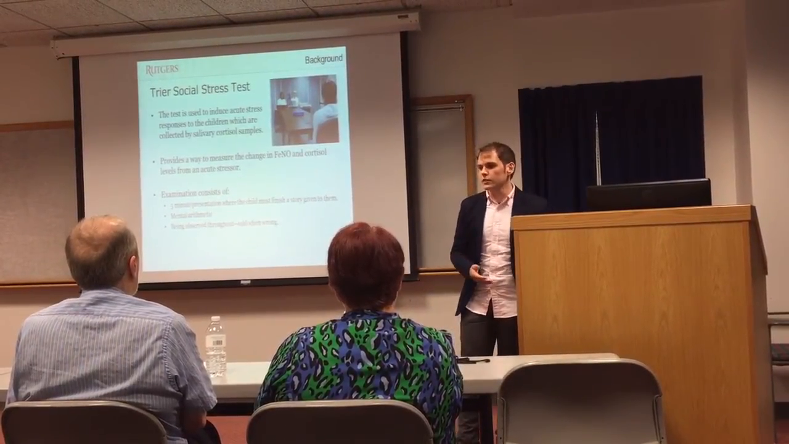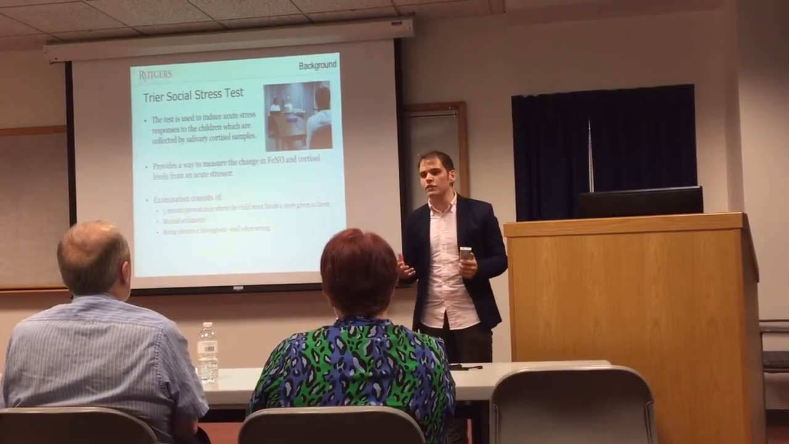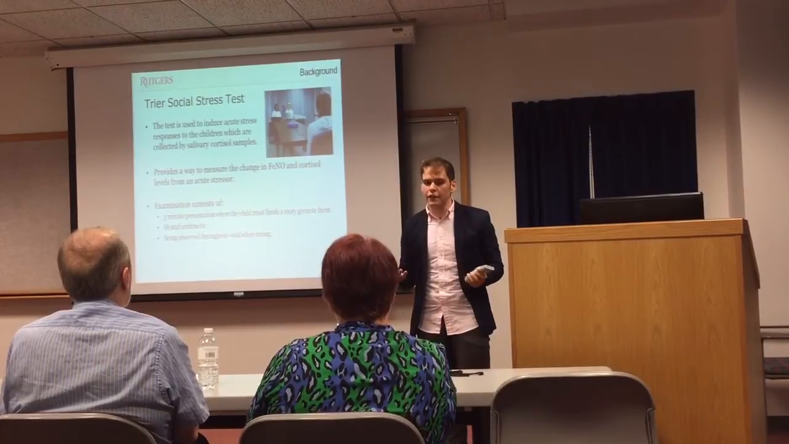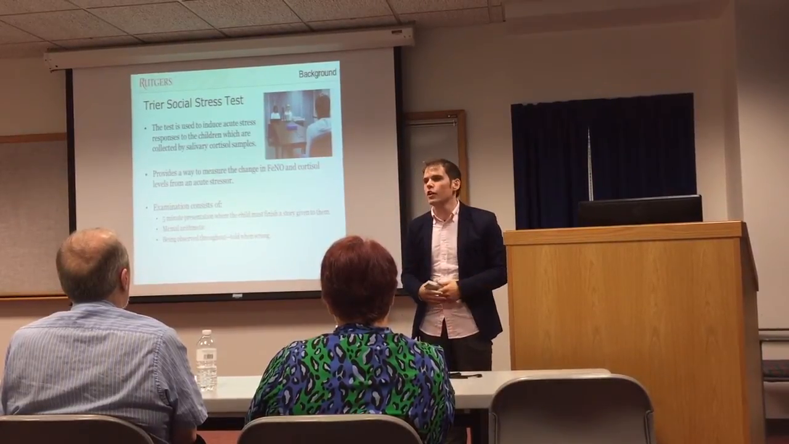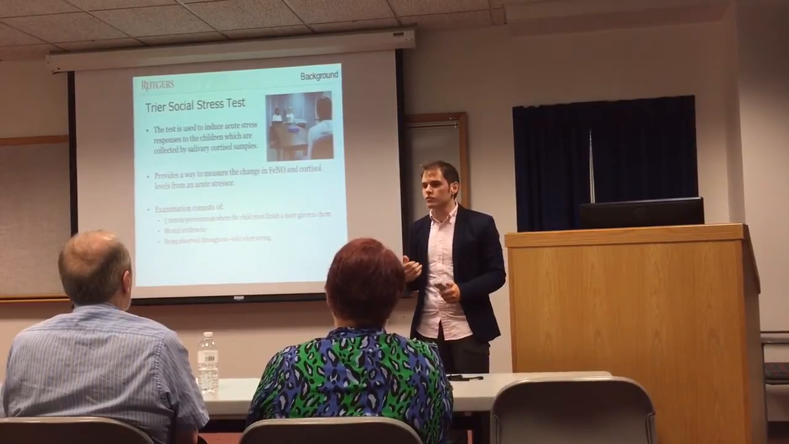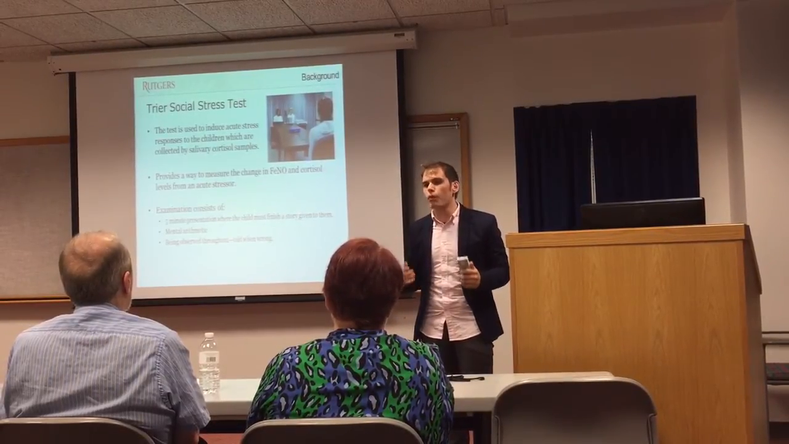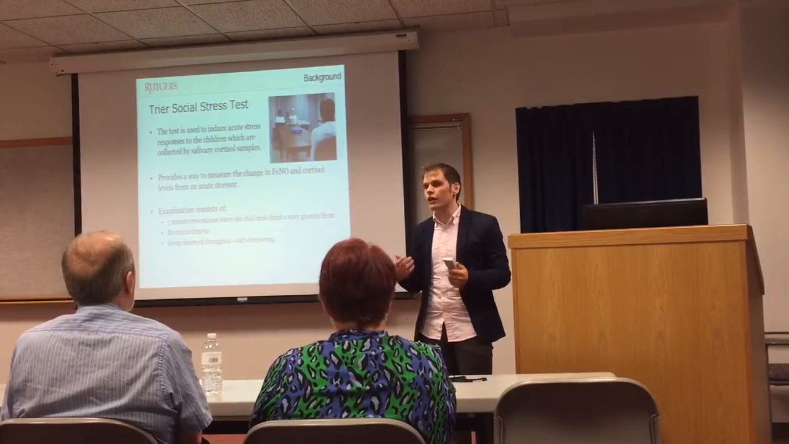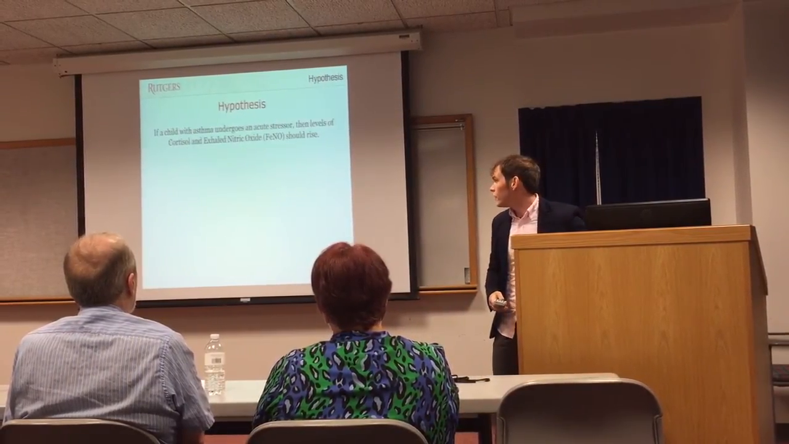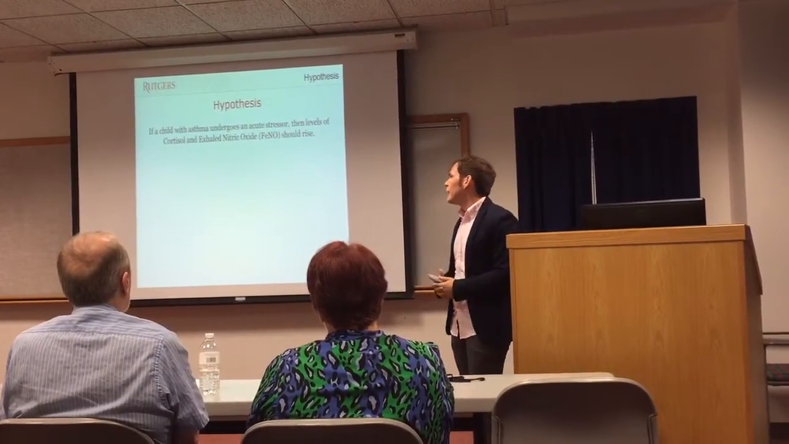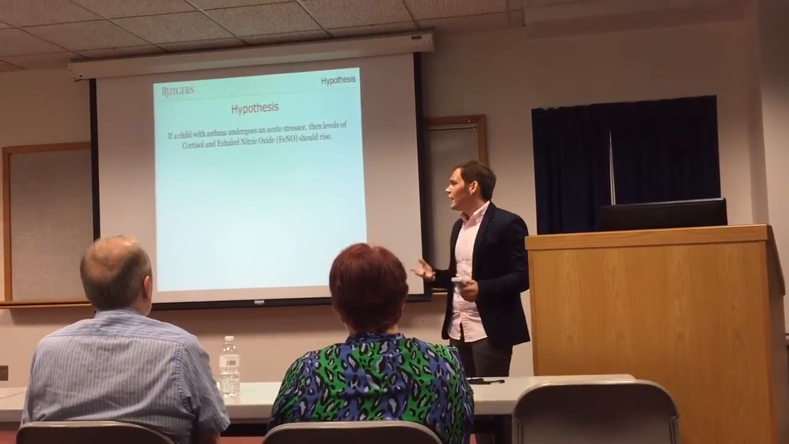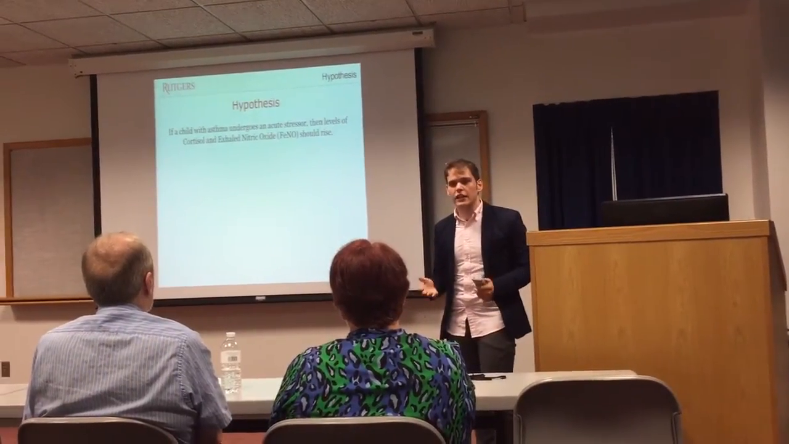For the acute stress response, they first start with a 5-minute presentation where they're given a story and they have to finish it. After that, they have a mental arithmetic portion where they have to count backwards from 703 in multiples of 7. The most stress-inducing part of it, though, is that they're being watched throughout the whole presentation, and they're told when they're wrong. Now, our hypothesis is, if a child with asthma undergoes an acute stressor, then levels of cortisol and exhaled nitric oxide should rise.